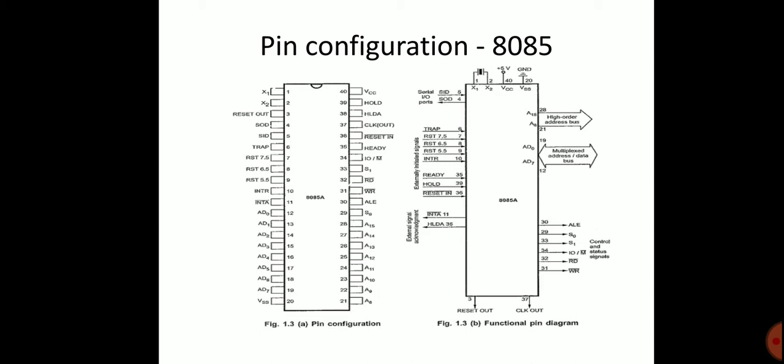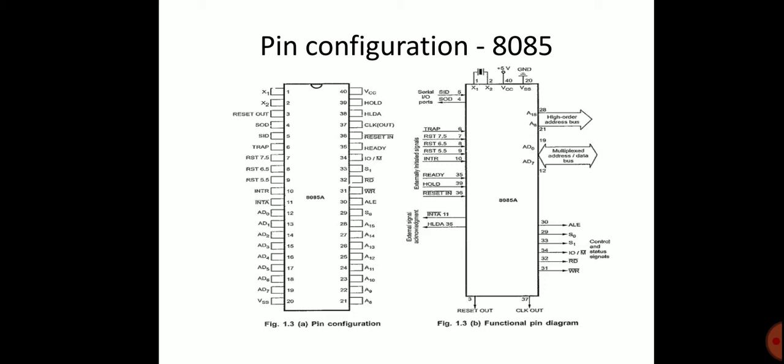And read and write, that is, read is pin 32 and write is pin 31. A low on read indicates that the data must be read from the selected memory locations or input and output port locations via the data bus. Similarly, a low on write indicates that the data must be written into the selected memory locations or input output locations via the data bus. And IO/M, that is the 34th pin, and S0 and S1 are status signals.